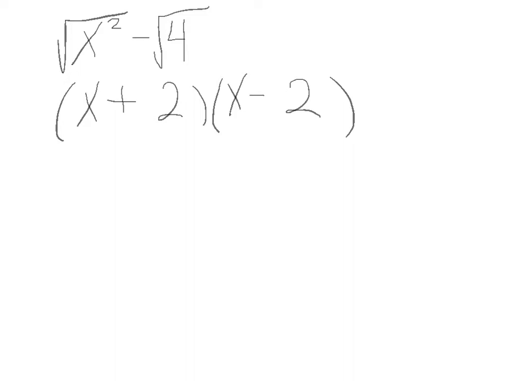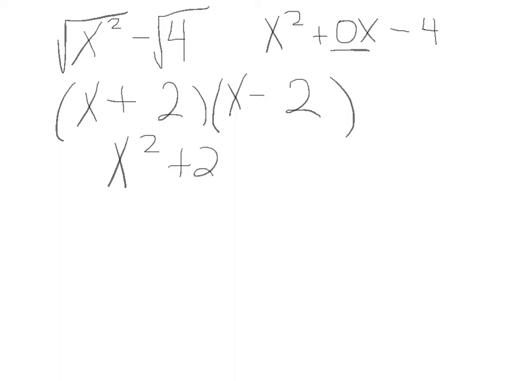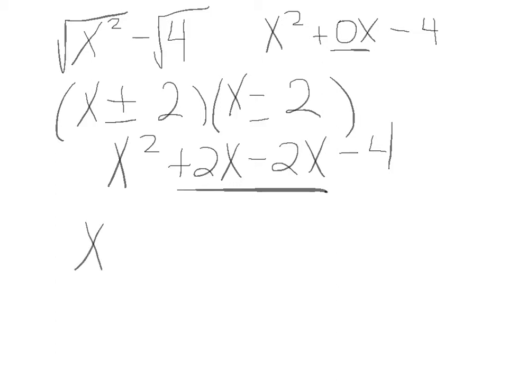That's the only way that this middle term, because you know that I really have a 0x in the middle, will drop out. Because when I fold this back, it'll be x squared plus 2x minus 2x minus 4. So the middle term drops out when one is positive and one is negative. Beware of the fact that if you have a plus sign here, this cannot be factored.